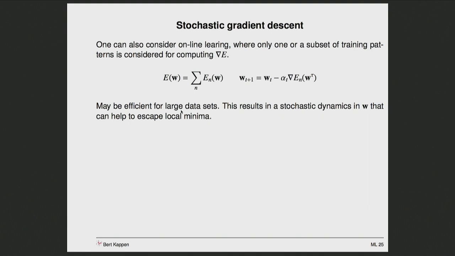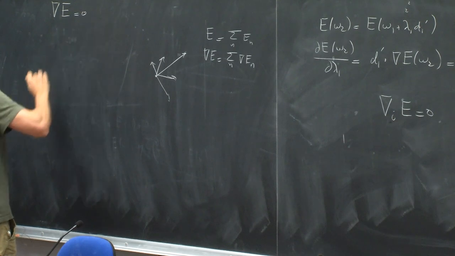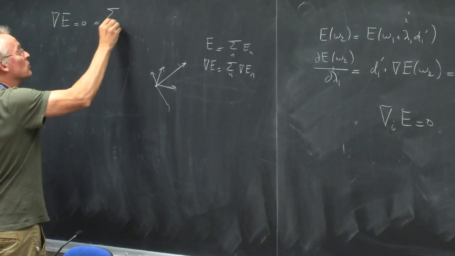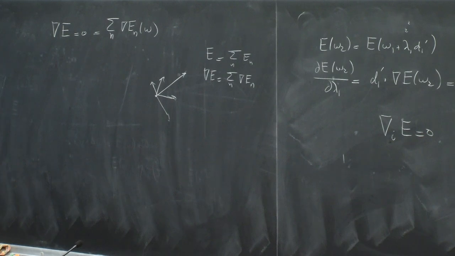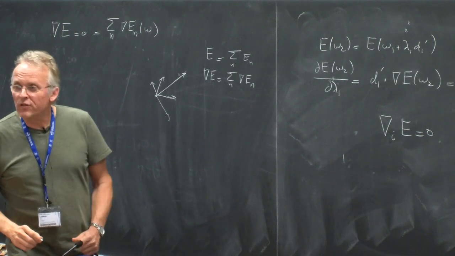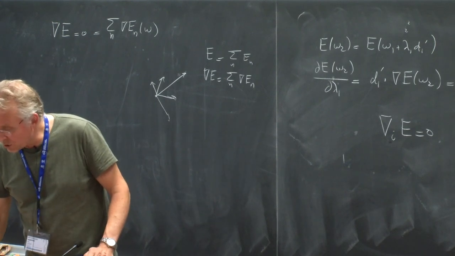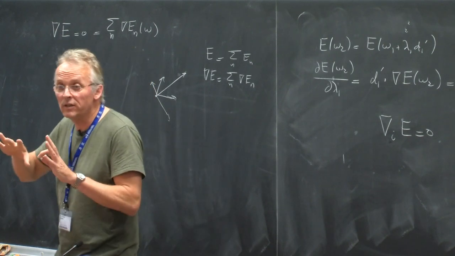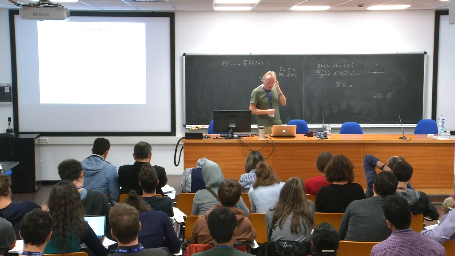Now, what we want to solve is this system of equations. We want to solve gradient E is zero, right? And we know that this is a sum over terms of the gradient of En, each depending on W. So we want to solve this. Now there is a very old theory, which is very nice to know, called the Robbins-Monro theorem, and it's about stochastic approximation, and it gives actually the answer for why and under which conditions this is a good idea.